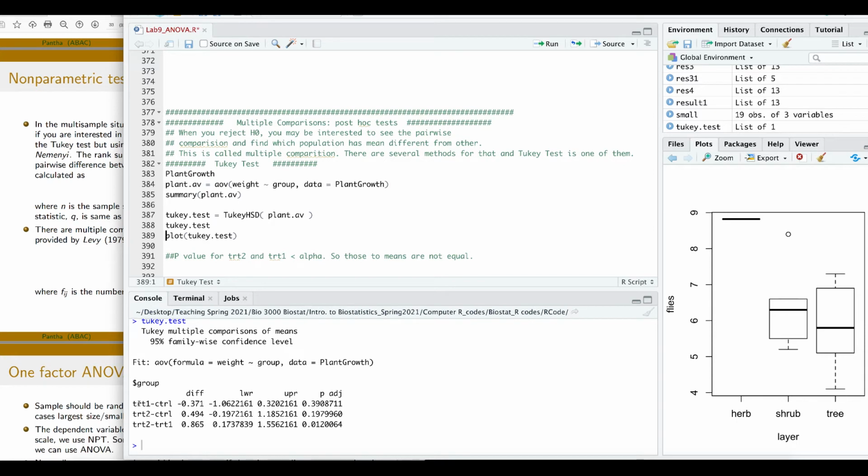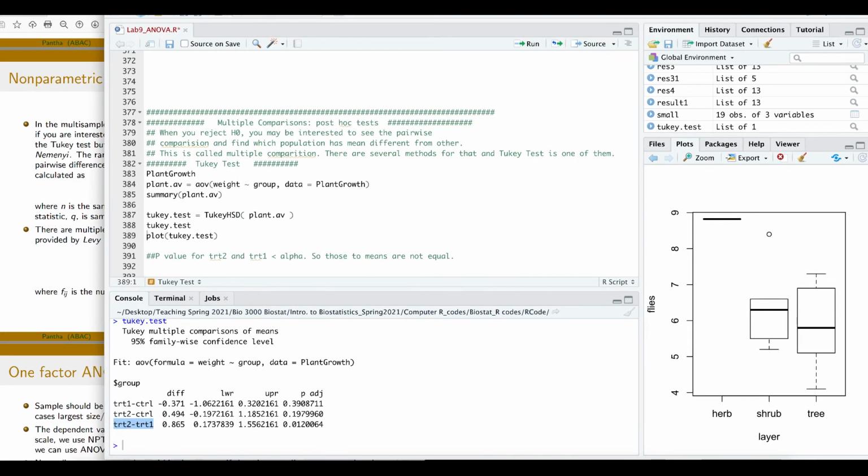You see that if you compare treatment 1 and control, the p-value is greater than alpha, so they are equal. Similarly, treatment 2 versus control is also greater than alpha. So these 2 averages are equal, but for treatment 1 and treatment 2, this value is less than alpha, meaning we reject the null hypothesis, right? That means the averages of treatment 1 and treatment 2 were unequal. That's what is causing the rejection of the null hypothesis in the ANOVA.